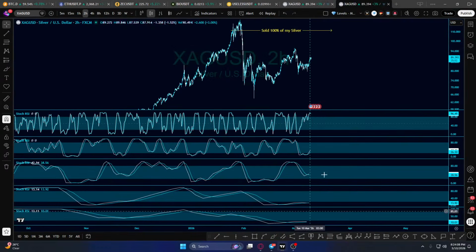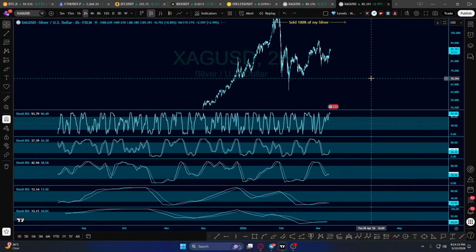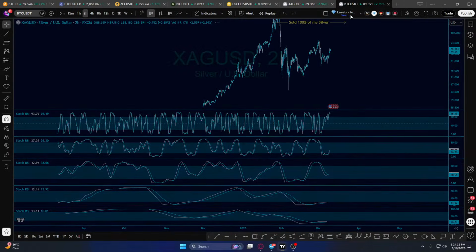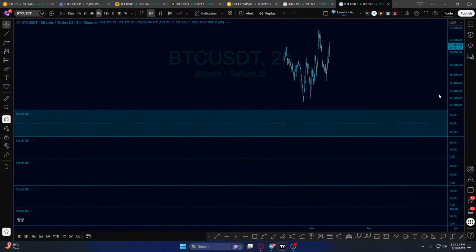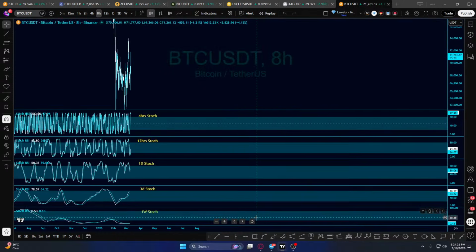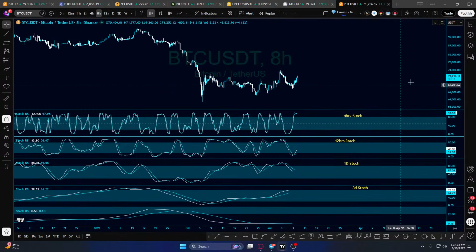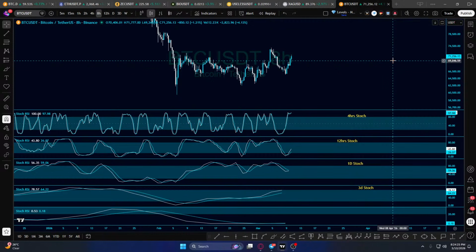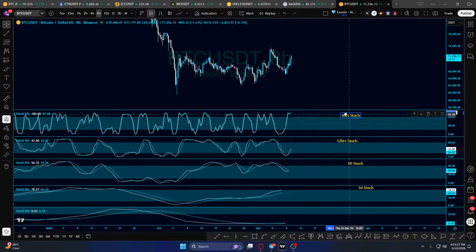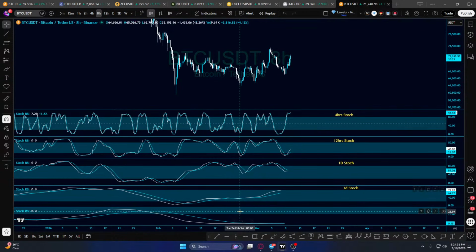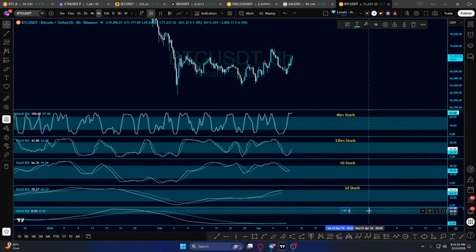And also, I was going to show this chart to you. Let me just open BTC here. And this is the most important chart I have on my TradingView. Let me just open it up. You can see we have 4 hour stoch, 12-hour stoch, 1 day stoch, and then 3 day stoch. And this is at the last, this is 1 week stoch.